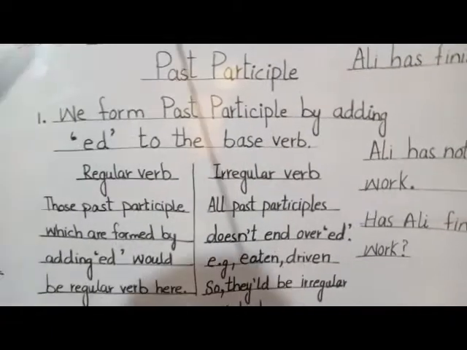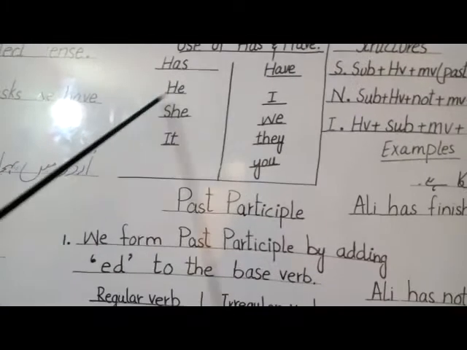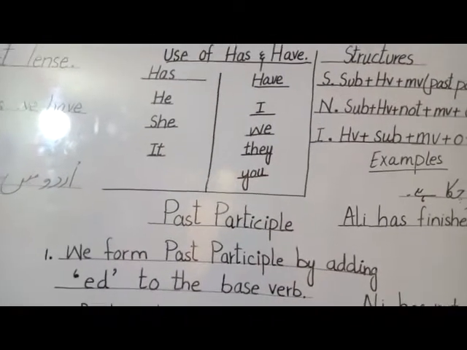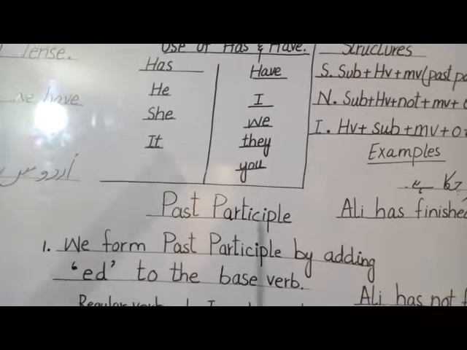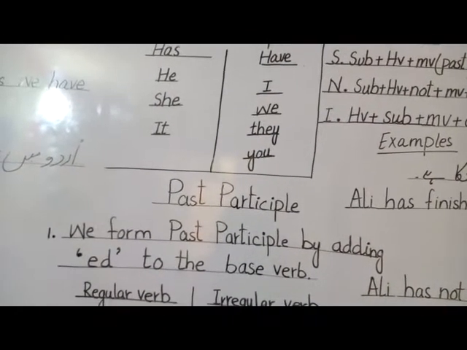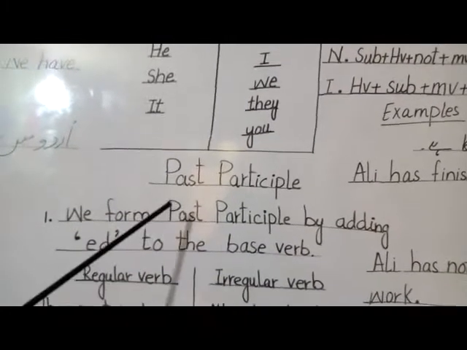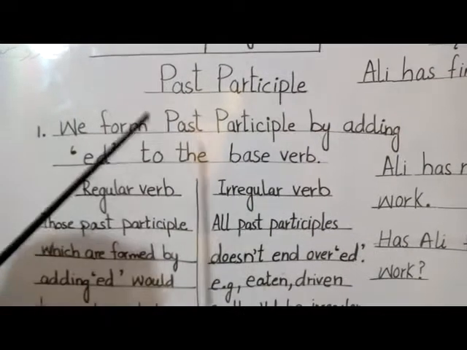Okay, I have told you with which pronouns you have to use has and have. So it is now clear to you. When I teach you again the present perfect tense along with the present perfect continuous tense, I will tell you more about the uses. So now move to the next concept, that is past participle.